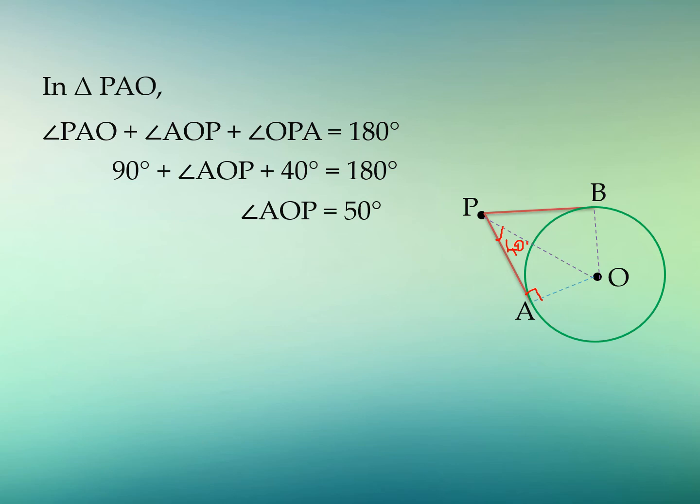So we had 50 degrees as one of the options, so that is going to be the right answer. So angle AOP, or you can put it as angle POA, is equal to 50 degrees.